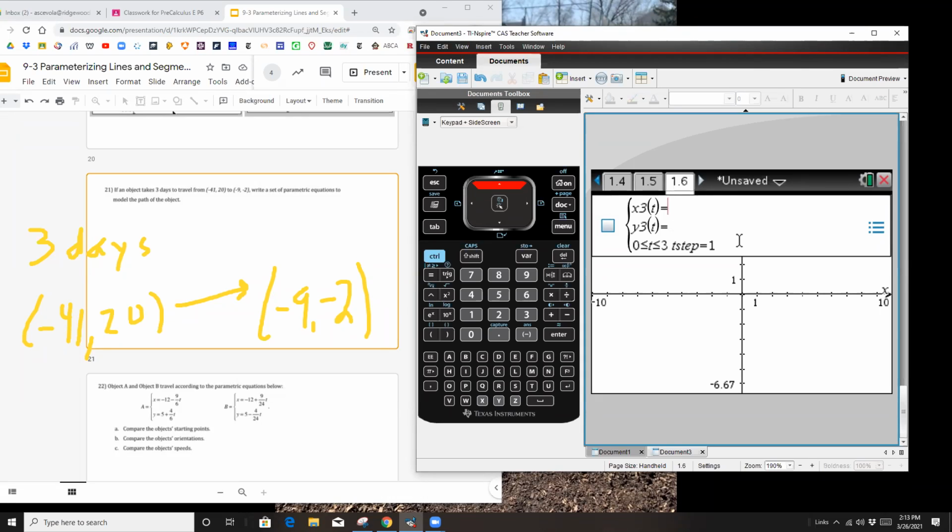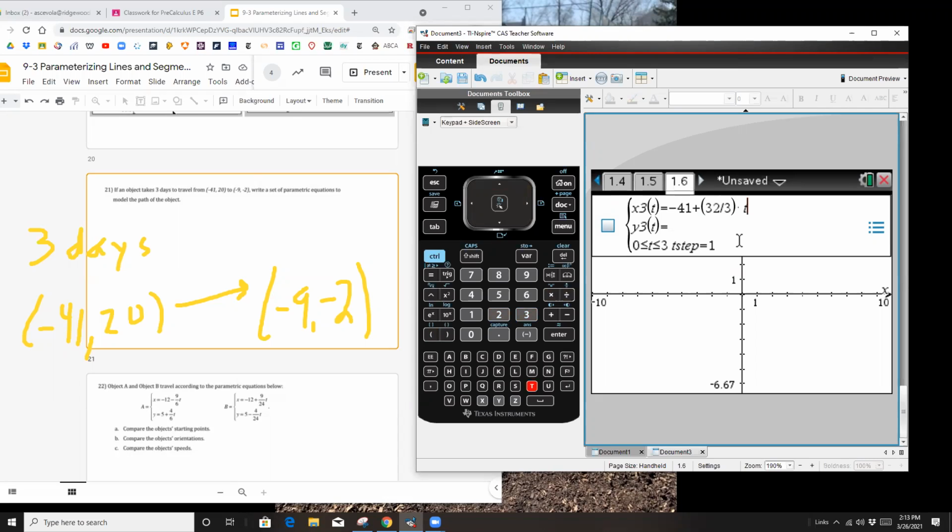But anyway, it's going to be the starting point for x. So that's negative 41 plus the change in x. From negative 41 to negative 9, if we subtract those two numbers, 41 minus 9 is 32. It's going to be positive 32 because it's going from negative 41 to negative 9, so it's going in the positive direction. So the change in x is positive 32, divided by 3. That's the period of time it's going to take to go from negative 41, 20 to negative 9, negative 2.